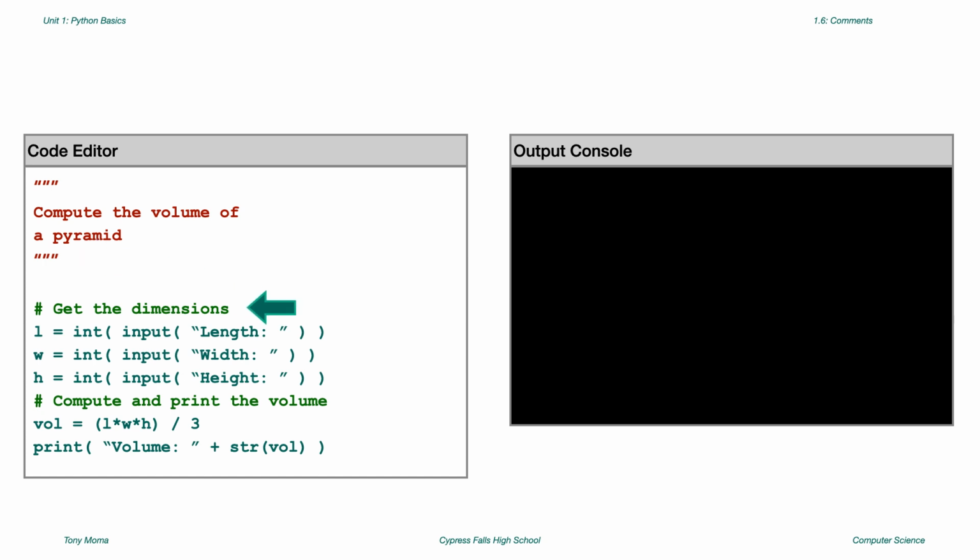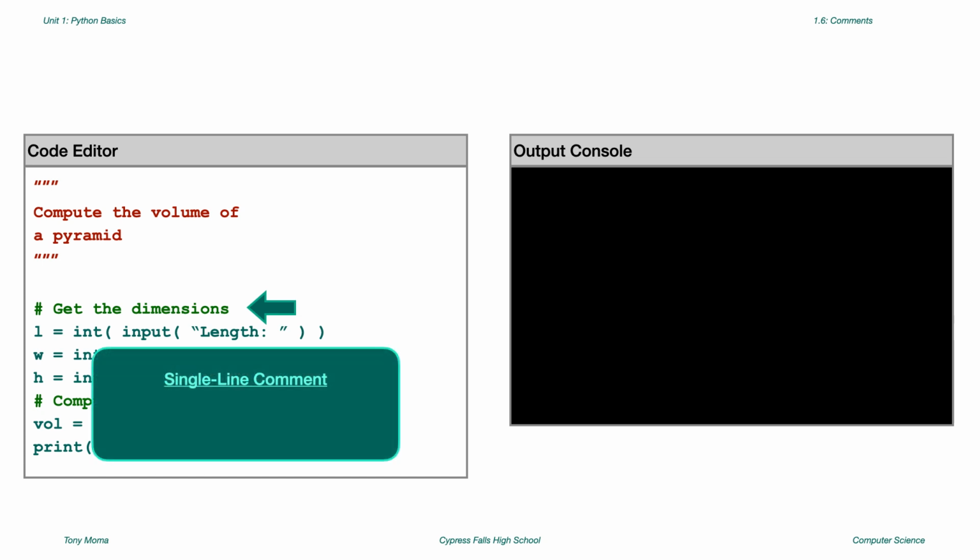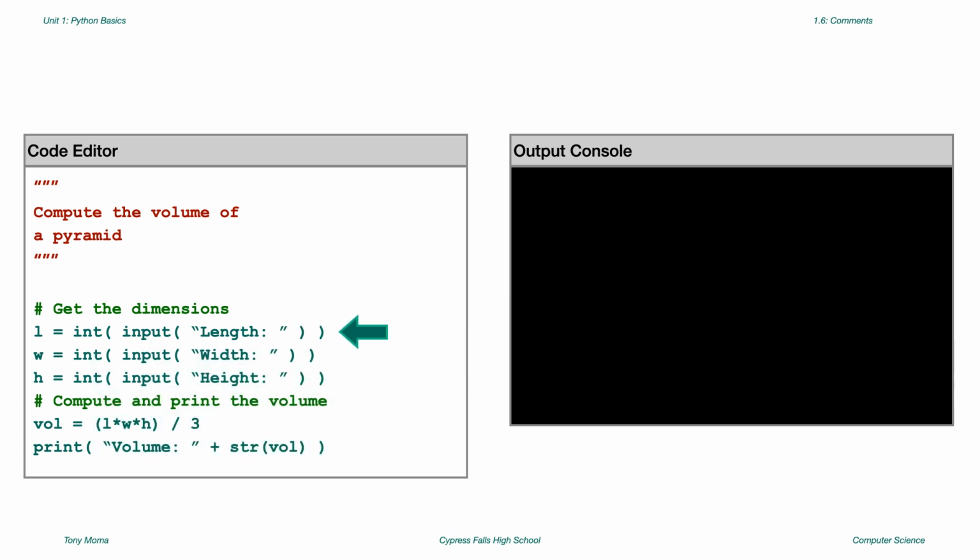Now here, it encounters a line that begins with a pound sign. This means it has encountered a single line comment, which is a comment written on just one line, beginning with a pound sign. Whenever the Python interpreter encounters a pound sign, it knows that the code written on that line is not intended to be executed, but is only intended to be read by the programmer. So it skips it and moves on to the next line.